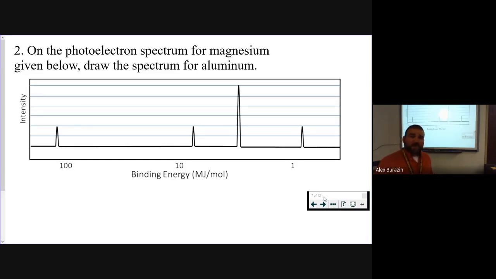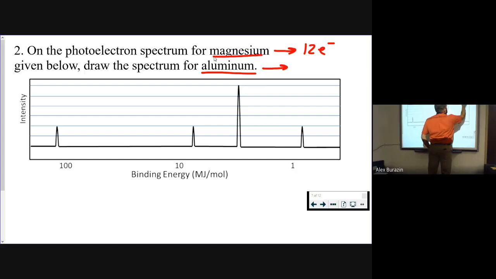All right, number 2. On the photoelectron spectrum of magnesium, draw the spectrum of aluminum. Okay, let's get the lay of the land first. Let's try to figure out what we know and where we're going here a little bit. So we know magnesium is element number 12, and it has 12 electrons. Okay, aluminum is element 13, and it has 13 electrons.